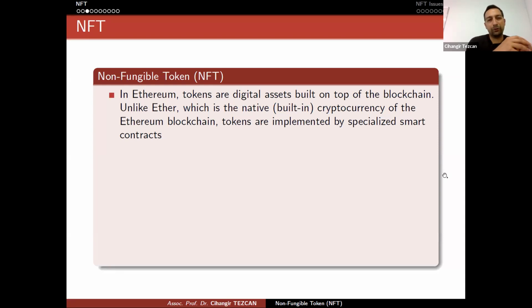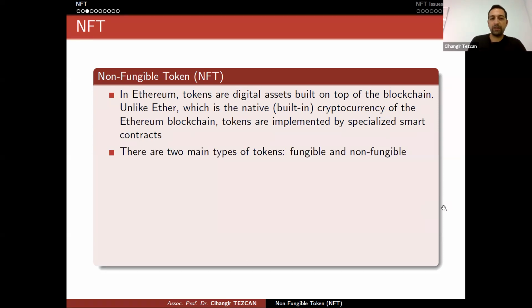So let's talk about non-fungible tokens, NFTs. It doesn't have to be on Ethereum, but most people use the Ethereum blockchain to write smart contracts for NFTs. In Ethereum, tokens are digital assets built on top of the blockchain. Unlike Ether, which is the native built-in cryptocurrency of the Ethereum blockchain, tokens are implemented by specialized smart contracts. There are two main types of tokens, fungible and non-fungible.